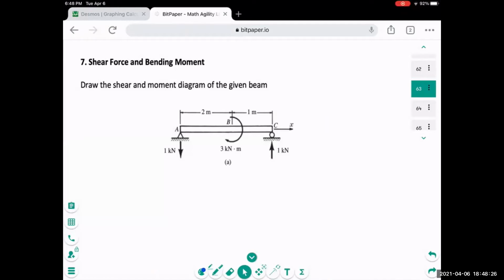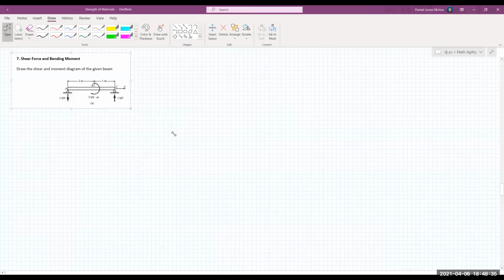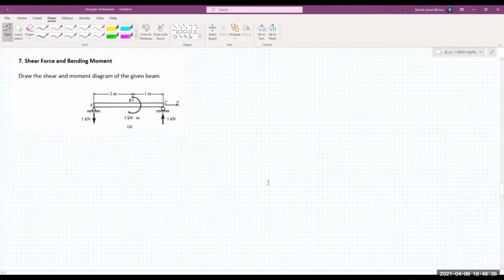So again, let's go back to DJ's virtual board. Okay, so we have here a beam. We are required to draw its shear and moment diagram. So we have here a concentrated moment, that is 3 kilonewton meter, and we already have the reactions at the supports, which are 1 kilonewton at C and at A. So we need not solve for their reactions since they're already given.